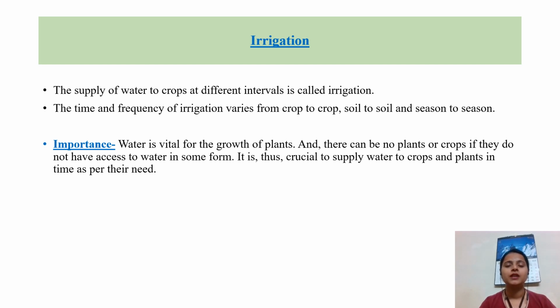Now we know that plants require water, all living beings require water. So here, what is the importance? Why is irrigation important for plants? Now let's see. Water is vital for the growth of plants, and there can be no plants or crops if they do not have access to water in some form. It is thus crucial to supply water to crops and plants in time as per their need.